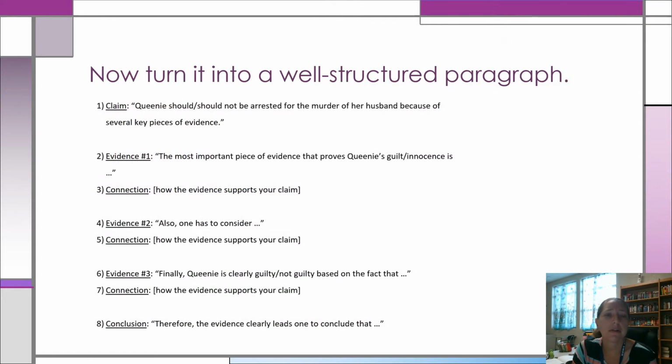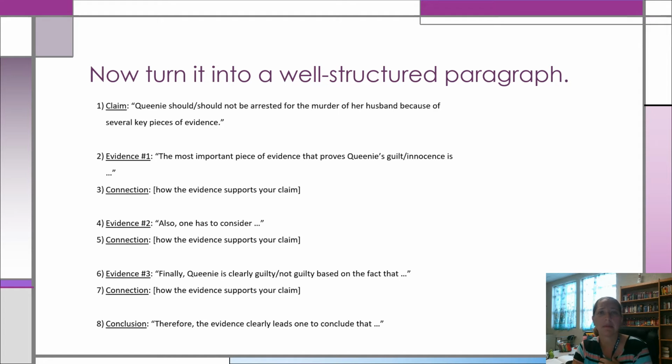Okay, so now let's take that table of evidence and explanation and let's turn that into a well-structured paragraph. This is what we're going to expect to see from you as 7th graders when it comes to writing paragraphs, okay? So we're going to start with a topic sentence, okay? So in this case, we are telling what we think, whether Arthur slipped or tripped, and whether Queenie had anything to do with that.